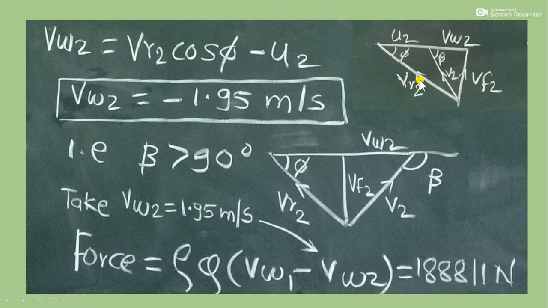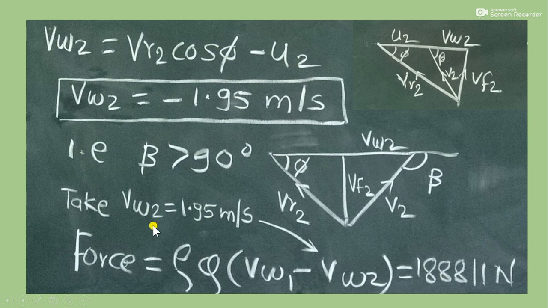Now from this outlet velocity triangle we can write Vw2 is equal to Vr2 cos phi minus U2. In this phi is given, that is 15, and U2 is already calculated, so we get Vw2. Now here this value is negative, which means the beta angle is definitely greater than 90. So we have to modify this triangle like this. We modify this triangle, meaning this V2 component is coming outside on the right side.